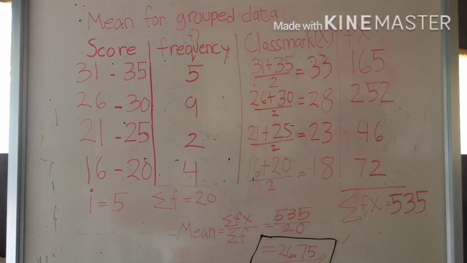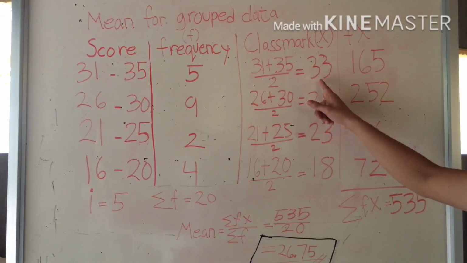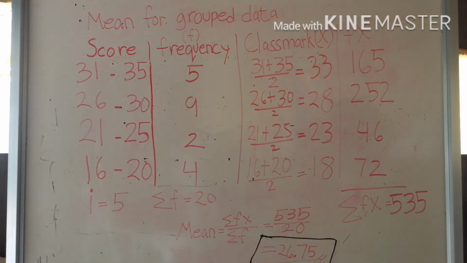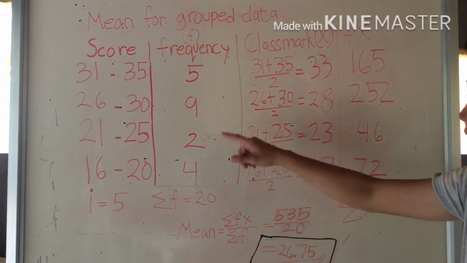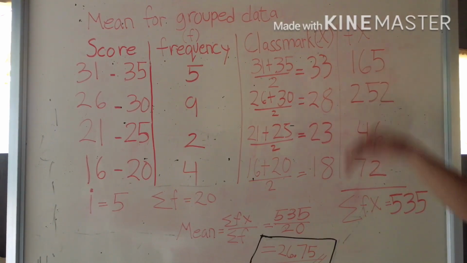And then after that, I solved for the frequency times the class mark. So multiply the frequency times the class mark. So 5 times 33 is equal to 165. 9 times 28 is equal to 252, and so on.